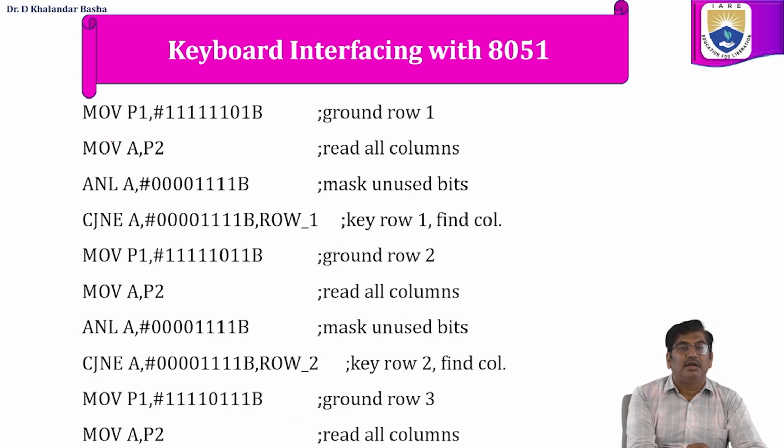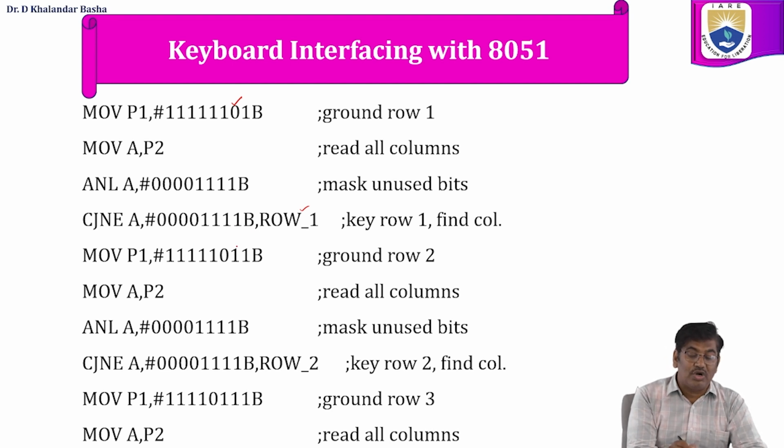Next, if row 0 is not pressed, then we are going to check for row 1. Read the columns, AND with 0FH, and compare again. If these two are not equal, that indicates a key corresponding to row 1 is pressed.